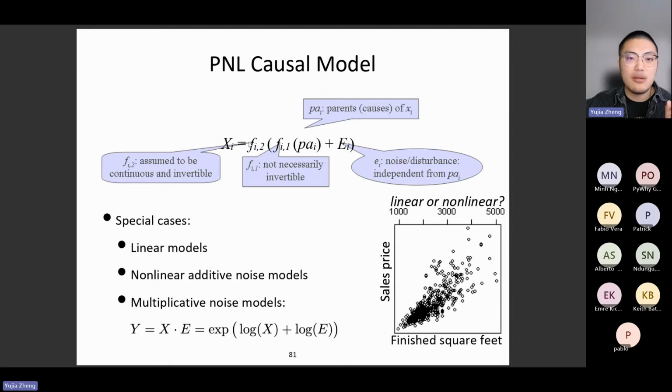And also here we have some consideration for the nonlinear distortion, like Fi2. So Fi2 is just a pointwise nonlinear function, and we can treat it as a measurement error. So yeah, the PNL causal model is a very general method because it covers some previous methods as special cases. For example, the linear models, the nonlinear additive noise model, and even the multiplicative noise models.